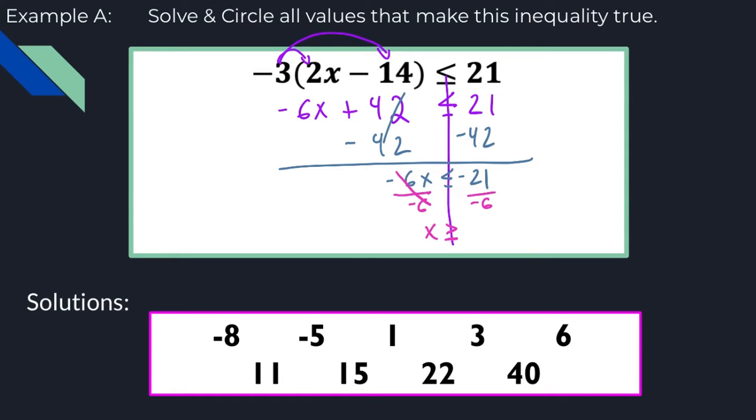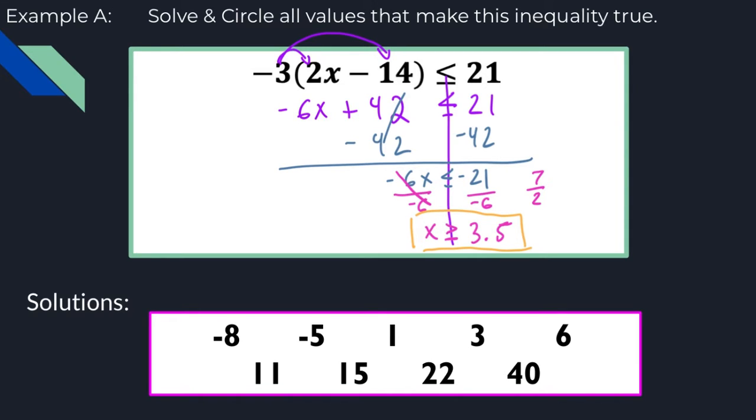And -21 divided by -6 is either going to be the fraction 7/2, or it's going to be 3.5 as a decimal. You can use either method here. It might be easier to use it as the decimal, as we are going to be looking for solutions, but you could also use it as a fraction. So our inequality answer here is x is greater than or equal to 3.5. So now we need to go through and determine any number that's greater than or equal to 3.5 and see if that is a solution.